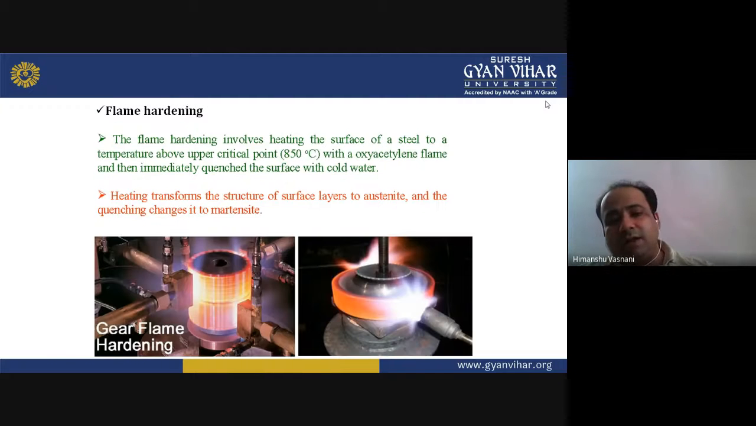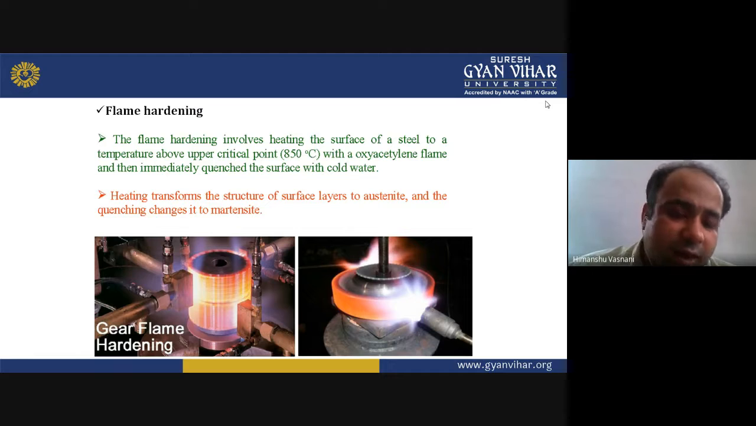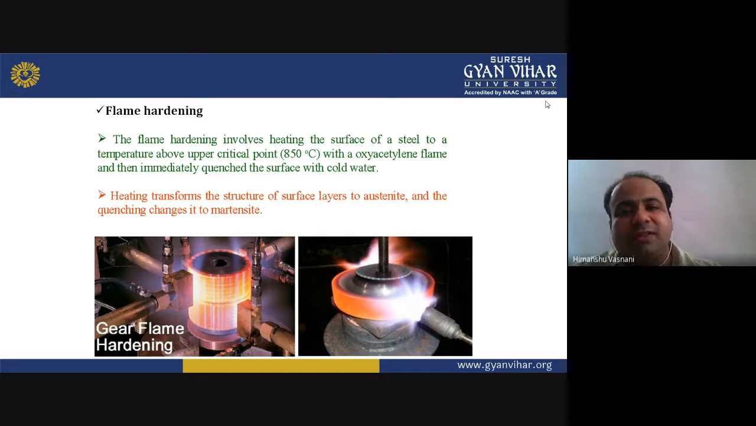Now for flame hardening: flame hardening involves heating the surface of the steel to a temperature above the upper critical point, that is 850 degrees centigrade, with an oxyacetylene flame, and then immediately quenching the surface with cold water. This heating transforms the structure of the surface layer to austenite, and then quenching changes it to martensite. This is how the upper layer is hardened.